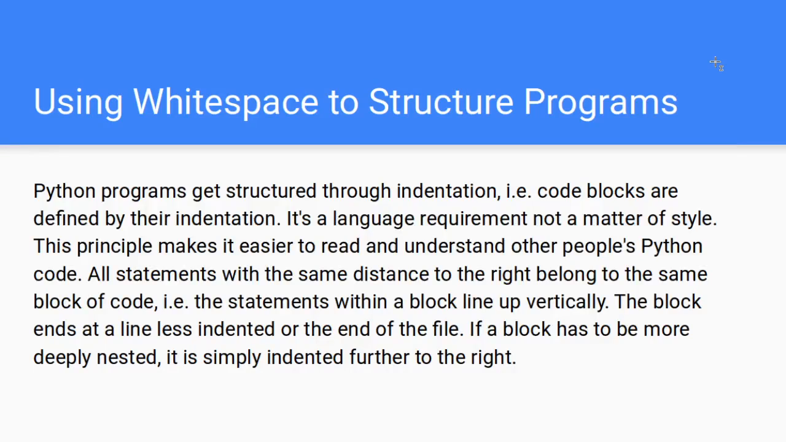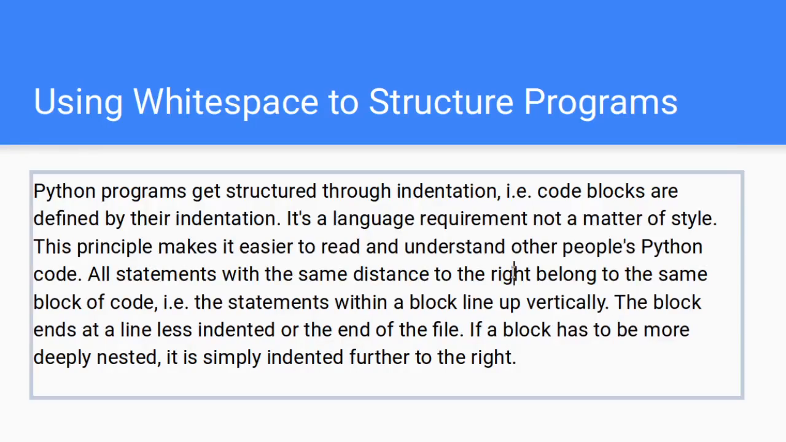All statements within the same distance to the left belong to the same block of code. In other words, the statements within a block line up vertically. The block ends at a line less indented or the end of the file. If a block has to be more deeply nested, it's simply indented further to the right. We're going to see all this.